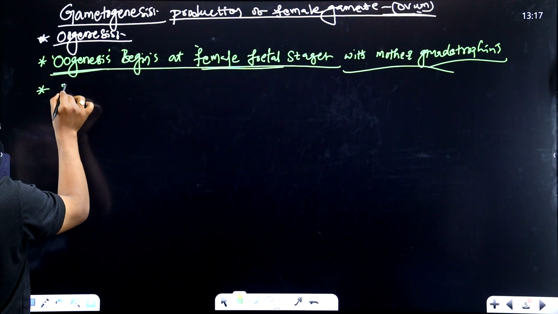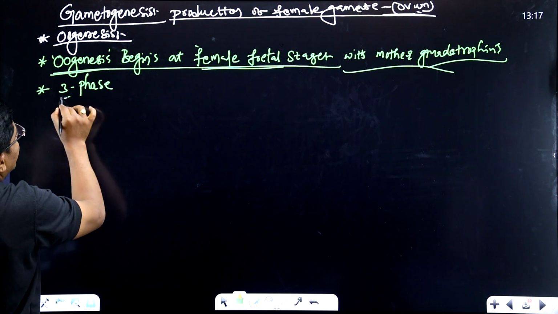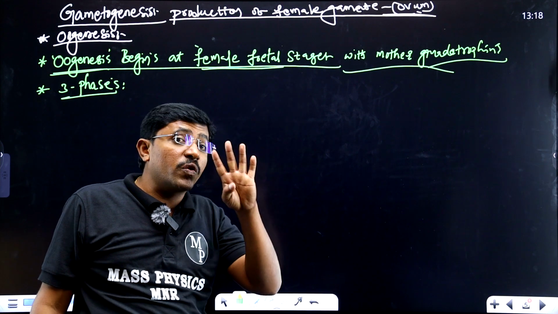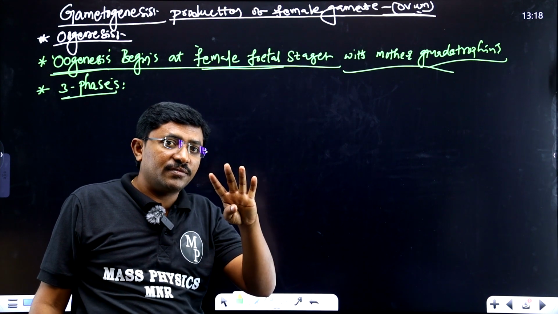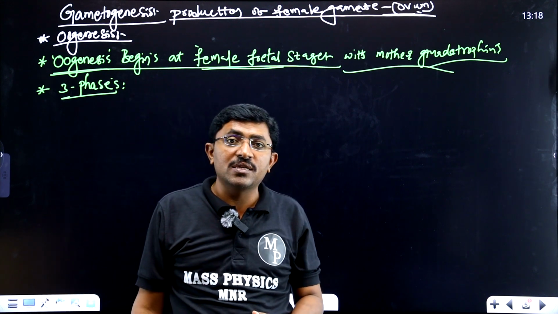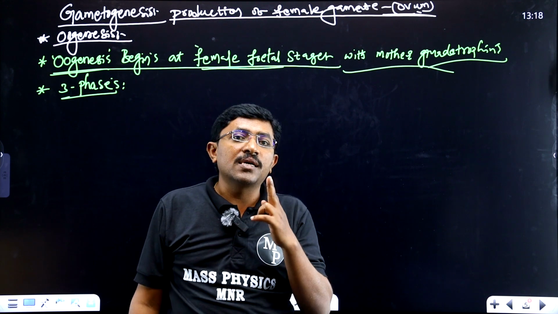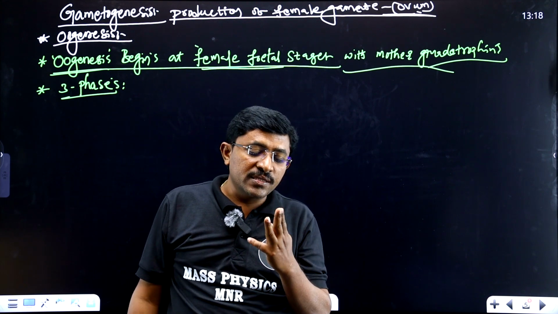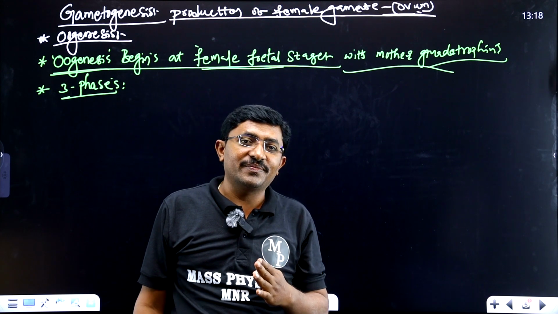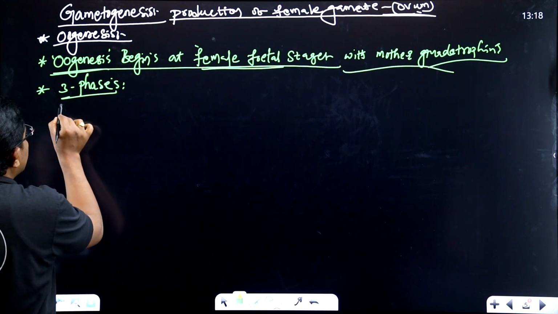Within the oogenesis, 3 phases are there in the oogenesis process. Okay, in the spermatogenesis process 4 phases are there. Just remember the 4 phases of spermatogenesis. One is the multiplication, second one is the growth phase, third one is the maturation, and fourth one is the differentiation. Okay, and in oogenesis 3 phases are there.